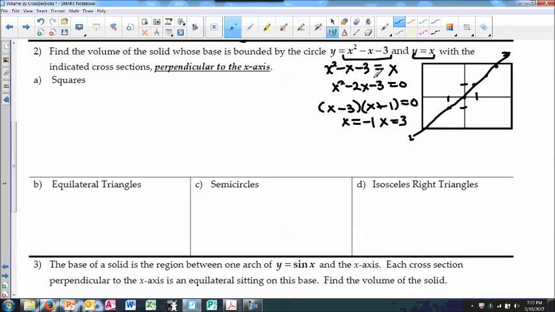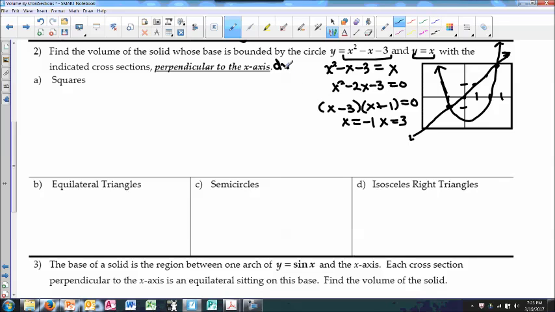X squared minus x minus 3 is going to intersect at negative 1 and at positive 3. And it's a right side up parabola. So it really doesn't matter that I find the zeros of that parabola. It matters that I can figure out where the intersections are and I know the relationship of the two curves, the bowl up versus bowl down, so my parent functions.